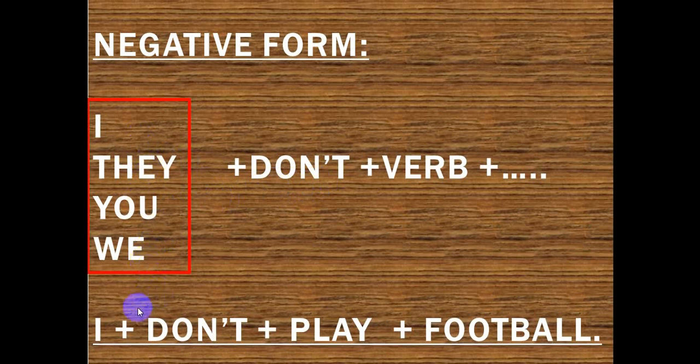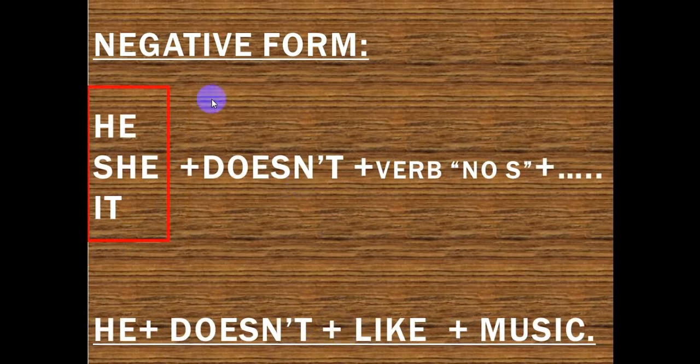As an example, I don't play football. The verb will be in its base form without any adding. Don't forget. With the pronouns he, she, and it, we use the auxiliary verb doesn't plus verb without the S plus the complement.